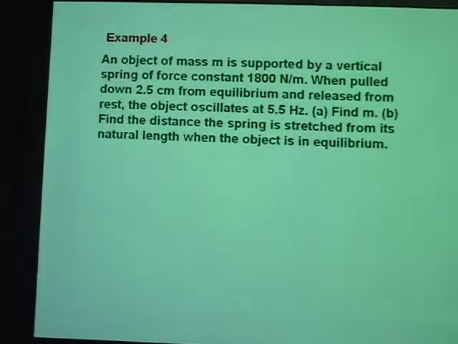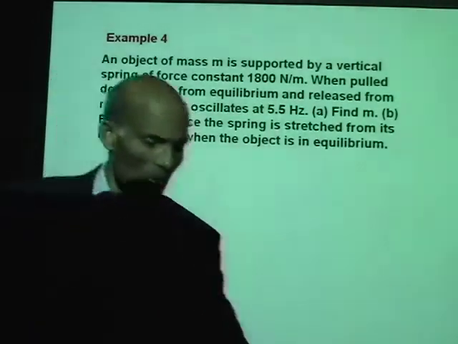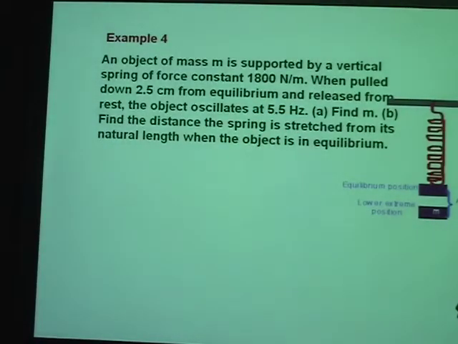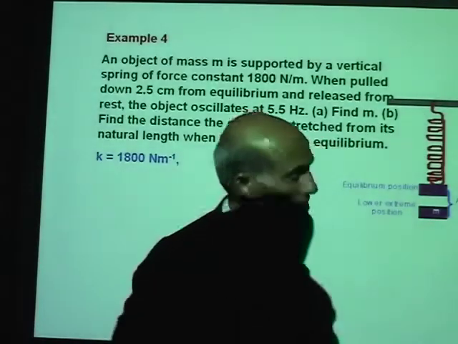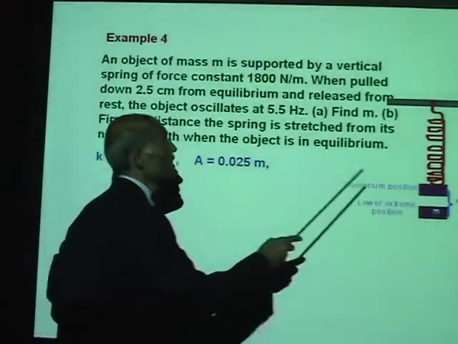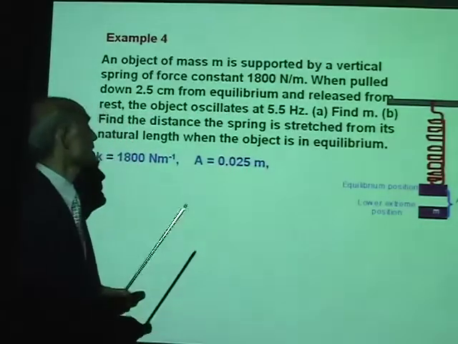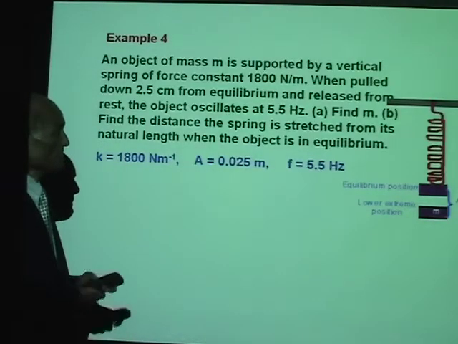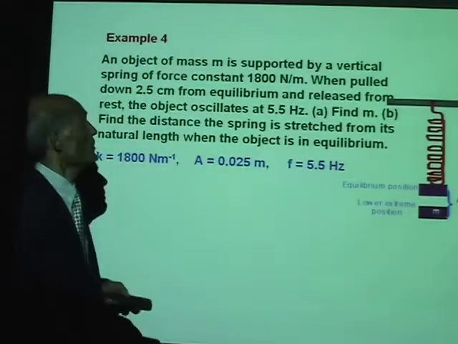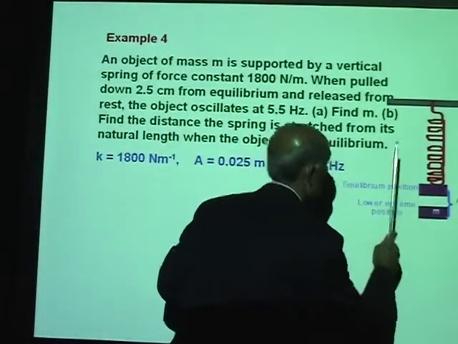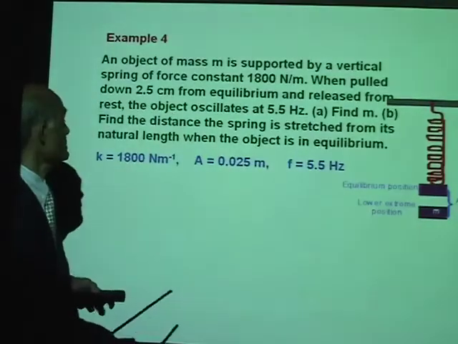Let's write down those. Always when you want to do a problem, pick your data. It's very important. All right, here you have the spring. The amplitude is 0.025 meter. The spring constant is 1800 Newton per meter. And the frequency of oscillation is 5.5 hertz. That's the data we know. What do we need to do? Find m, find the mass of the oscillating object.